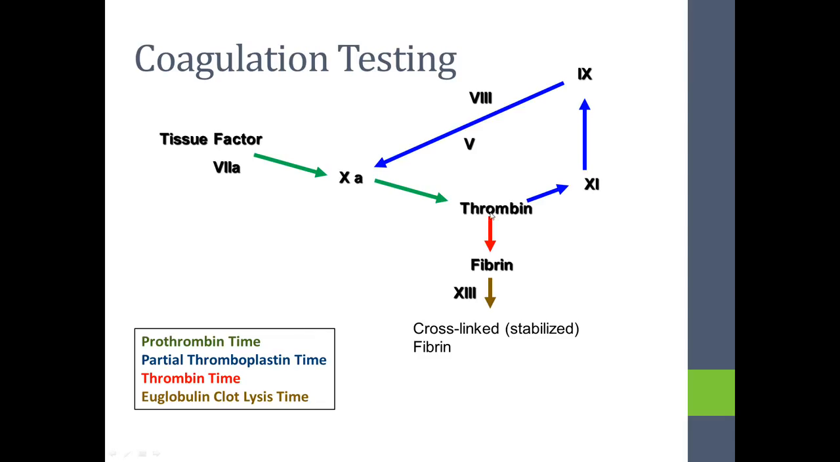The thrombin time is a test where activated thrombin is used to convert fibrinogen to fibrin in the patient plasma sample, and the time it takes to do that is measured in seconds. This looks for anomalies of fibrinogen or fibrin, as well as potentially anomalies of thrombin, although that can be found other ways. The euglobulin clot lysis time measures the effect of factor 13.